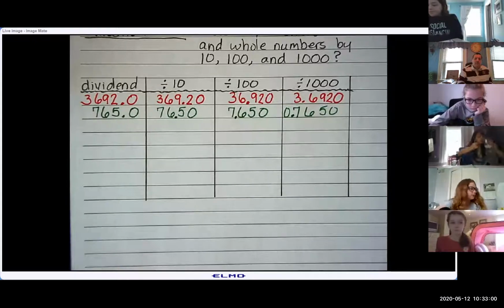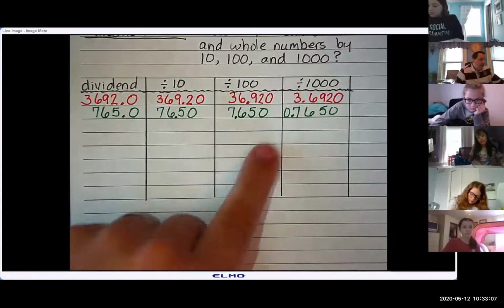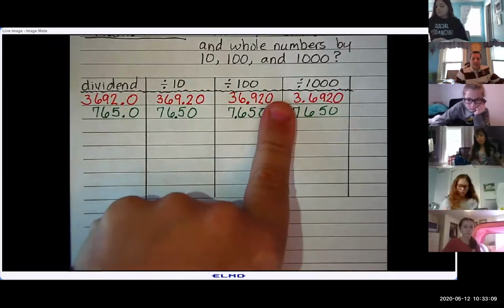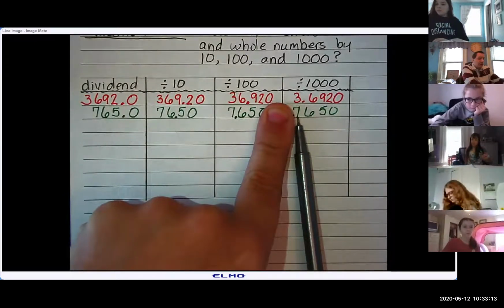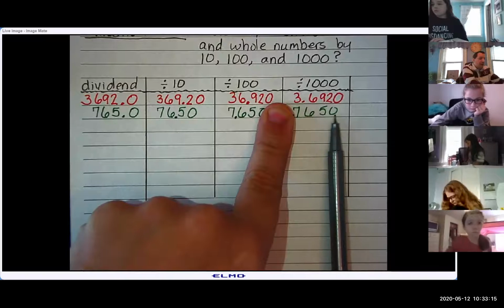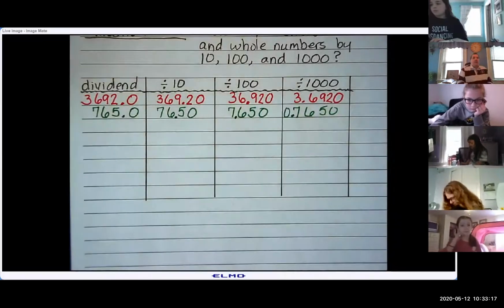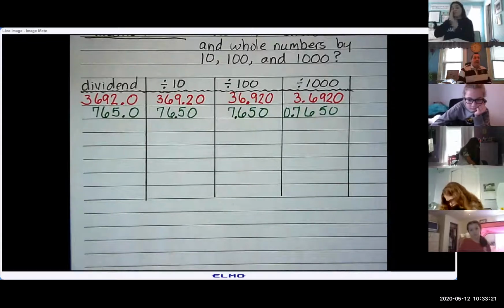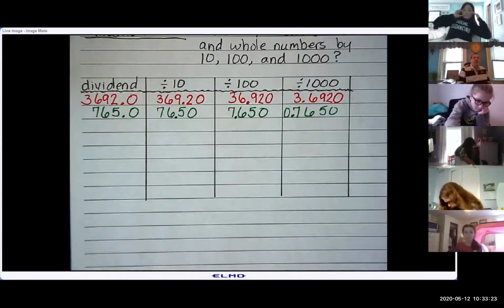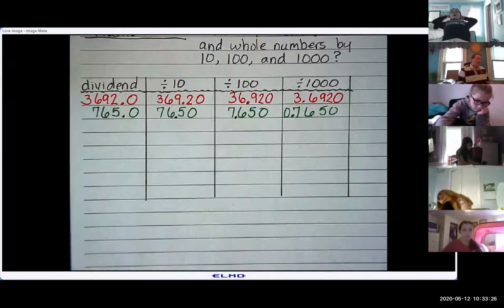0 and 7,650 ten thousandths. Okay, that's how you read it. 0 and 7,650 ten thousandths. All right, let's do another one.